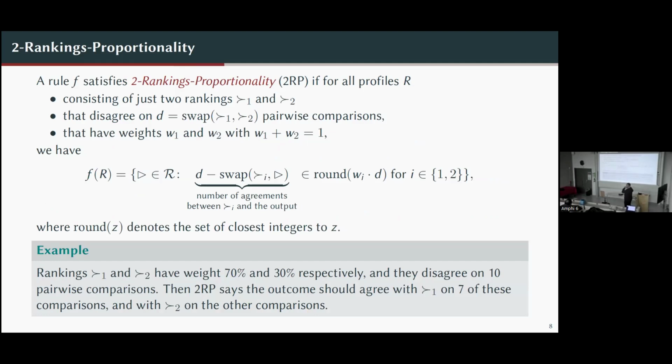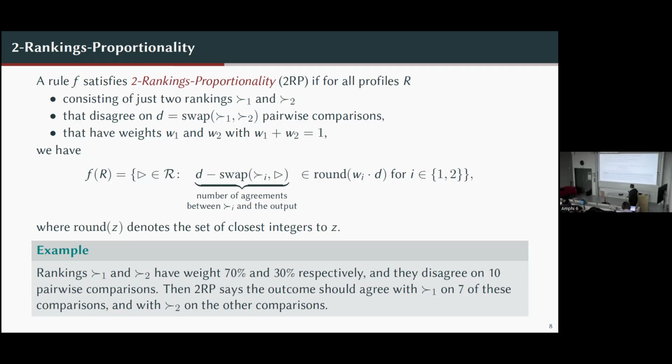And so one is just a generalization of what I showed you at the start. Let's think about profiles in which there are only 2 different rankings mixed with some kind of weight. We make this into an axiom that we call 2 rankings proportionality. It talks about all profiles that consist of just 2 different rankings with weights that sum up to 1. Let's suppose that these 2 input rankings differ on D pairwise comparisons. So the distance between those 2 rankings is D. Then what's the correct thing for our rule to do? Given this kind of input, we put it into our aggregation rule, then it should output all rankings such that the number of agreements between one of these 2 input rankings and the output should be proportional to the weight of that ranking.